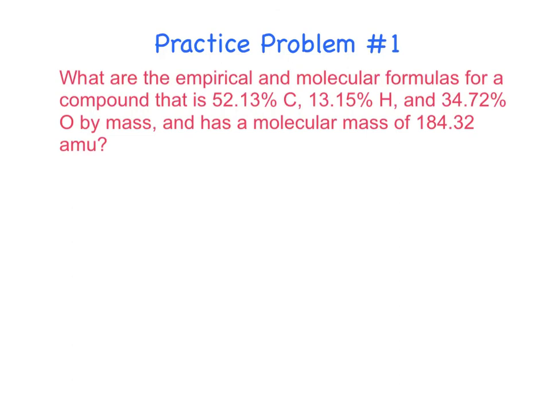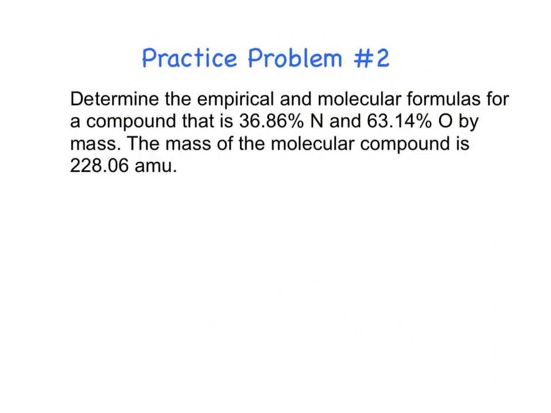Now I've got 2 problems for you to do. This is the first one right here. You're going to have to pause it. Carbon 52.13%, hydrogen 13.15%, and oxygen 34.72%, and it gives you a molecular mass of 184.32. Go back and look at the problems. If you're having trouble, go through each of the steps. Pause it right now, and then go on to the next one. This last one only has 2 elements, again, like that second problem we did. 36.86% nitrogen, 63.14% oxygen. So find the empirical formula first, and then the molecular formula by using that molecular mass of 228.06 AMU.